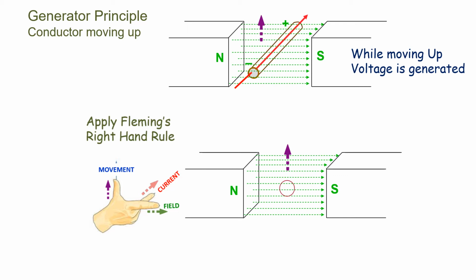If you treat this current towards inside as an arrow going inside, you will be seeing the tail of the arrow like a cross. So the current going inside the conductor is indicated by a cross.